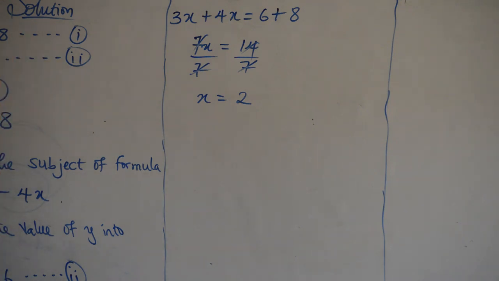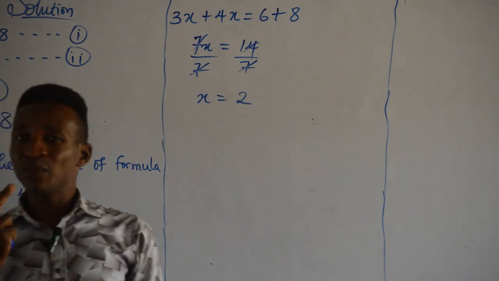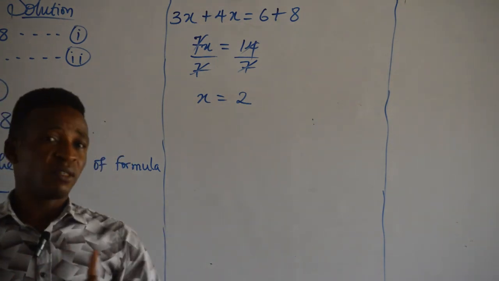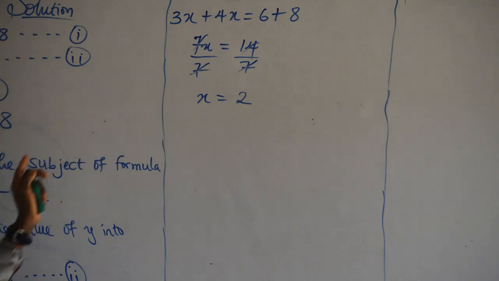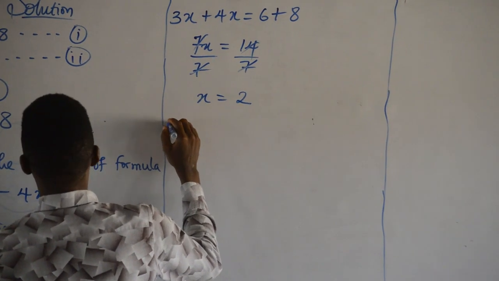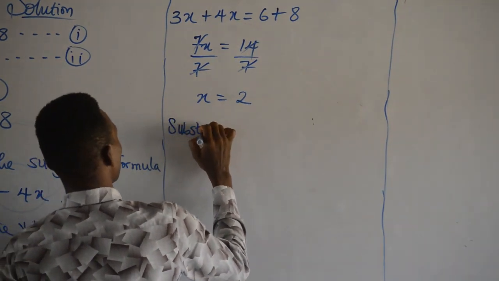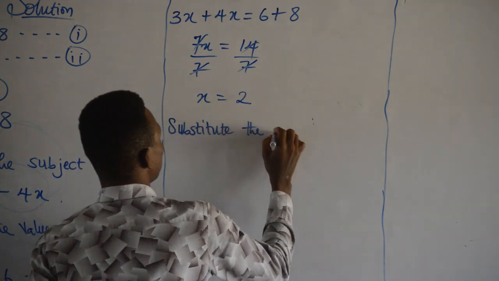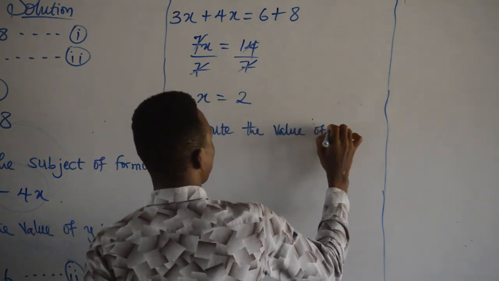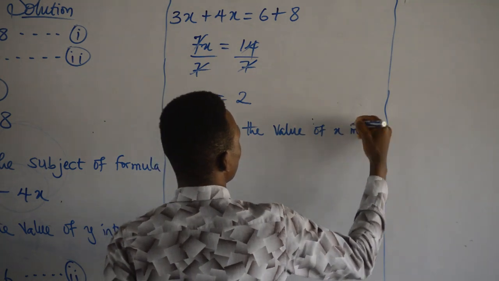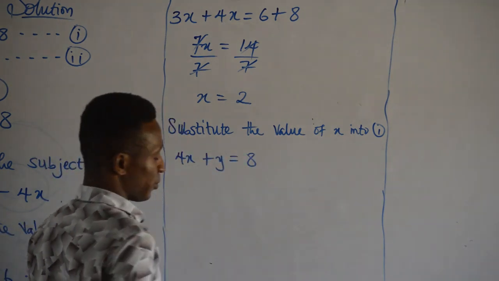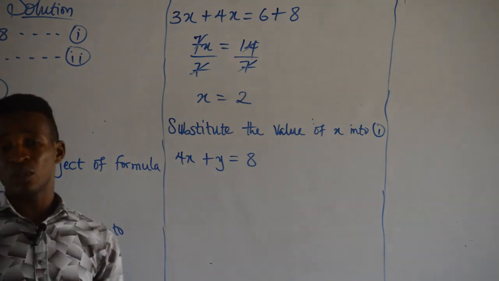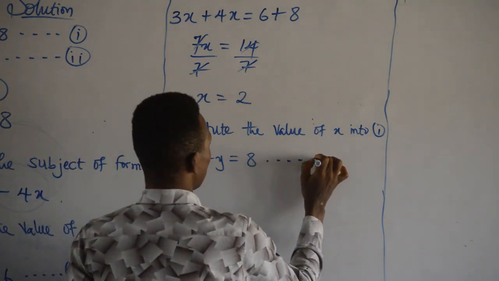Now after solving, you have gotten your answer for the first letter, and you are dealing with two different letters. You can substitute into any of the equations and your answer is still going to be correct. That's just the slight difference between this particular step and the step that we have here. So in this case, I can make use of my equation 1. Substitute the value of x into equation 1, and my equation 1 is 4x plus y equals to 8. So let me label it equation 1.